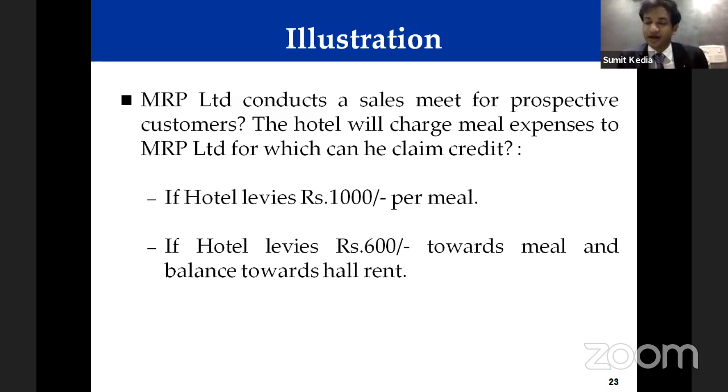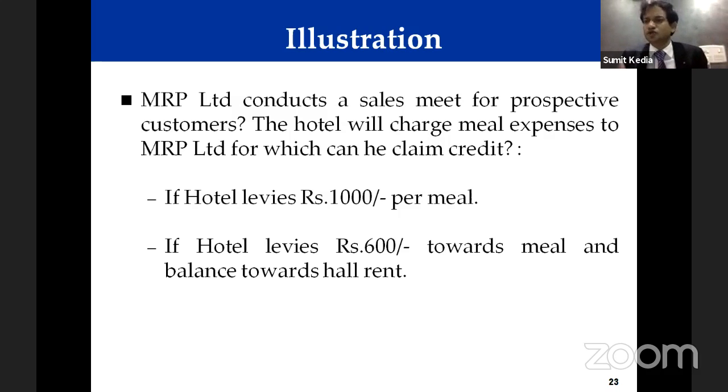Karthik sir has answered it. It is based on invoicing, right, sir? In the first case, if the hotel levies rupees 1000 per meal, ITC cannot be claimed because towards food and beverage, ITC is disallowed. And this is not used as part of my composite or mixed supplies because I'm not charging anything to my customers here. Next scenario, if you see in my slide, is if the hotel levies 600 rupees towards meal and the balance 400 rupees towards hall rent.